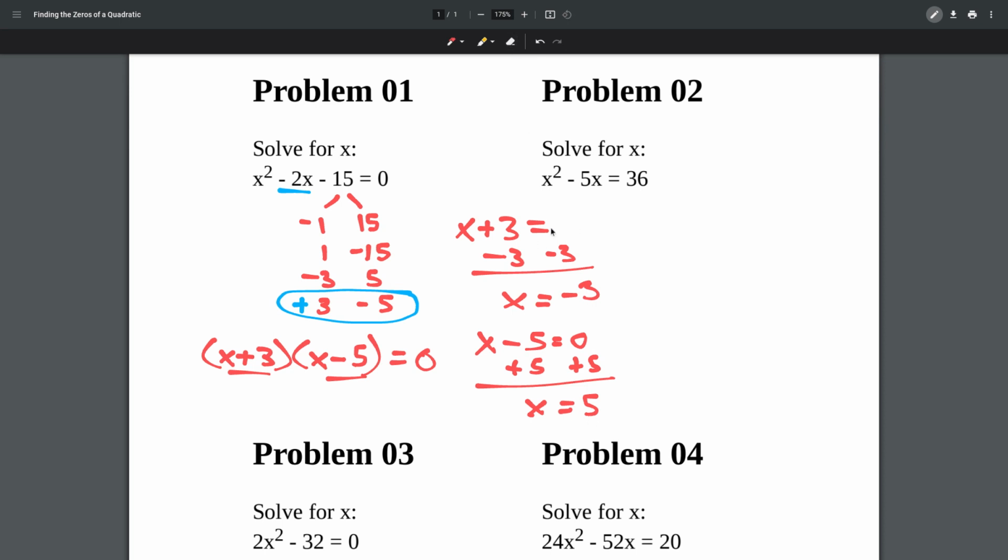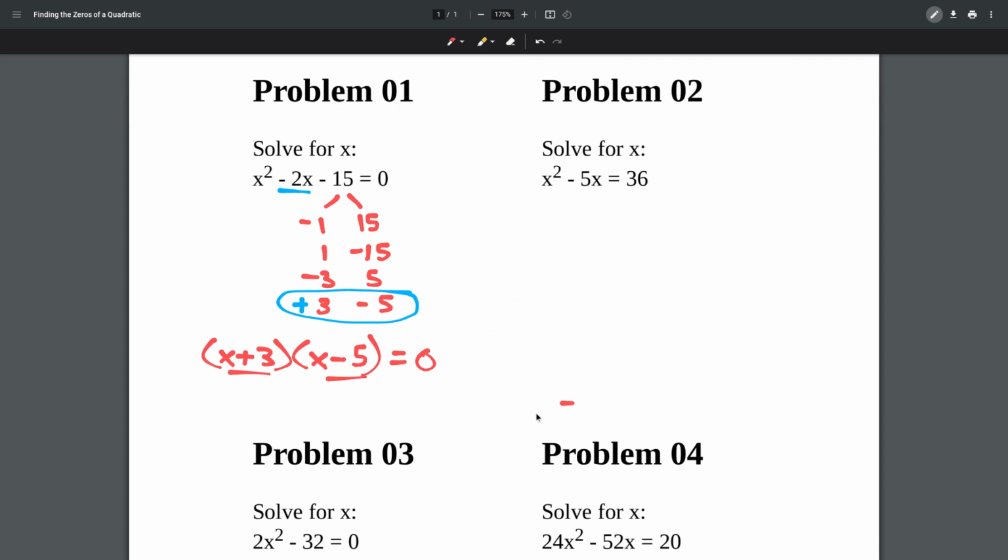Okay, so that's that first one. Now stick around for the end of the video because when we work through these, I'm going to show you a quick way using Desmos to find the zeros to a quadratic. Okay, so let's look at the second one here.